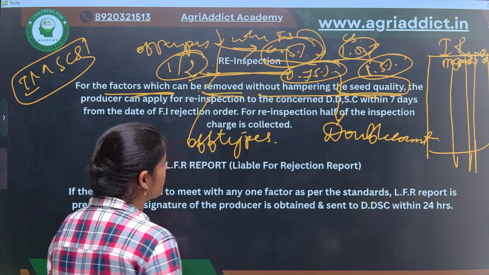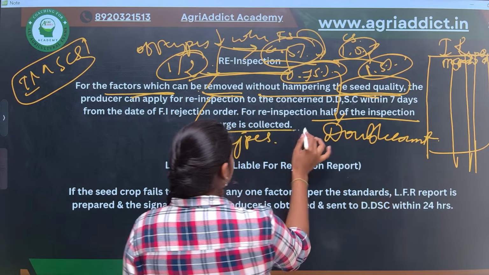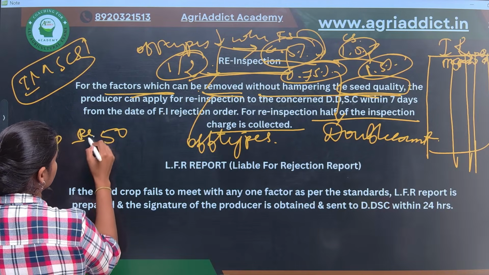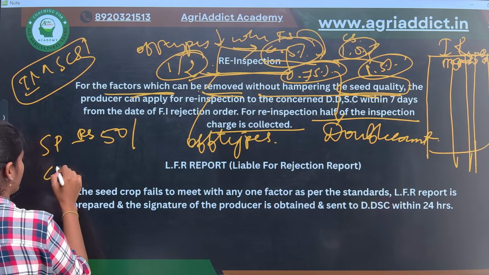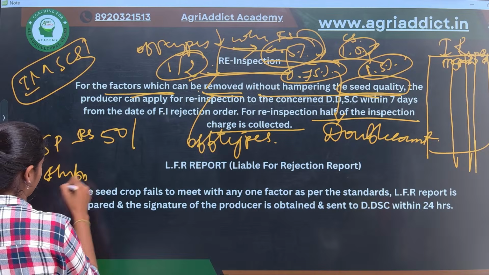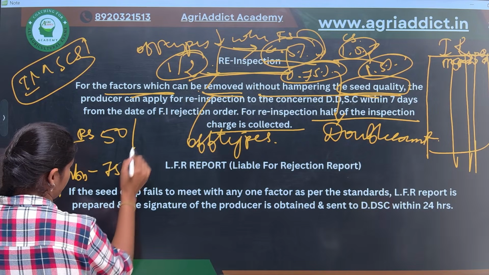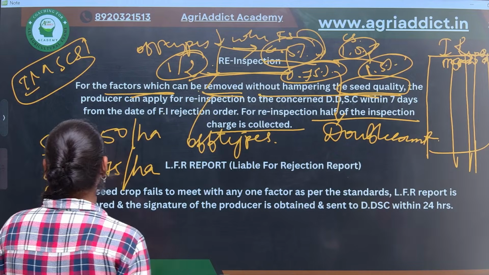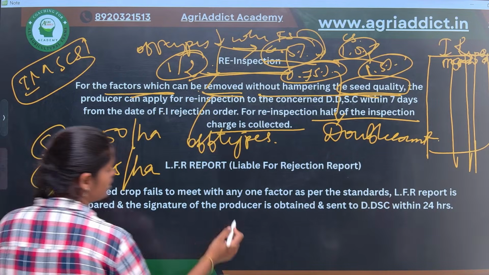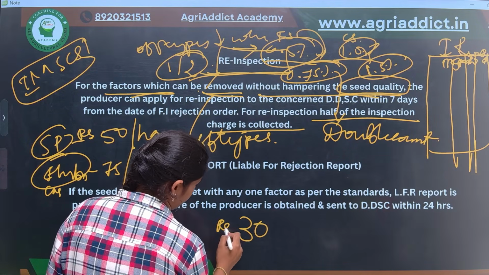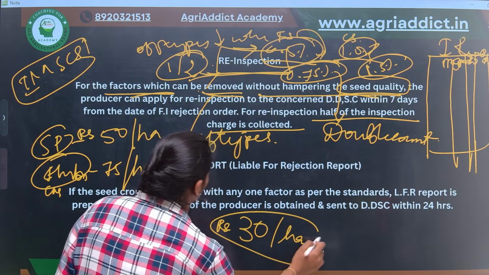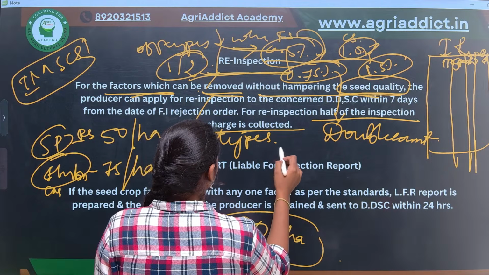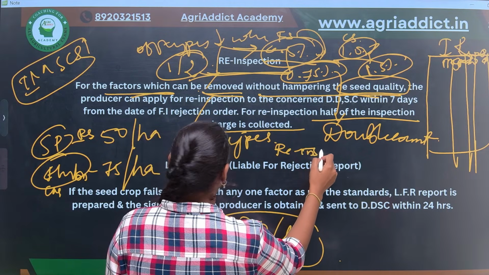And for re-inspection, they'll take the inspection charges. Let me tell you here, for self-pollinated, it is 50 rupees. For others, like hybrids, including hybrid castor, it is 75 rupees per hectare. Just remember this. But for re-inspection, it is rupees 30 per hectare. So it is about re-inspection.